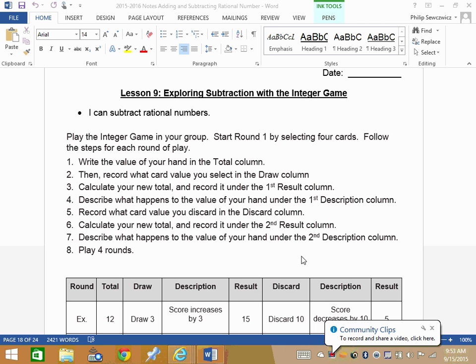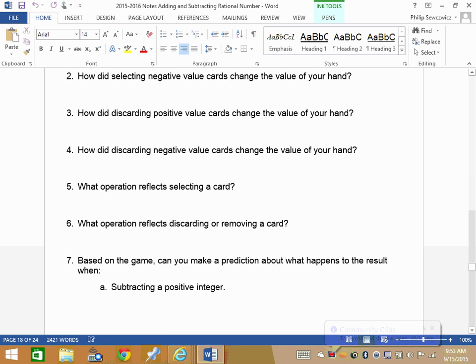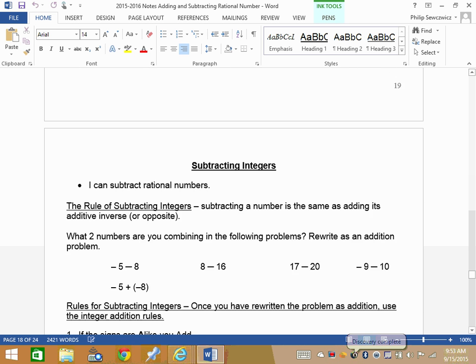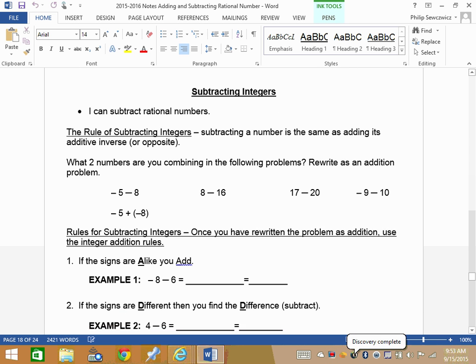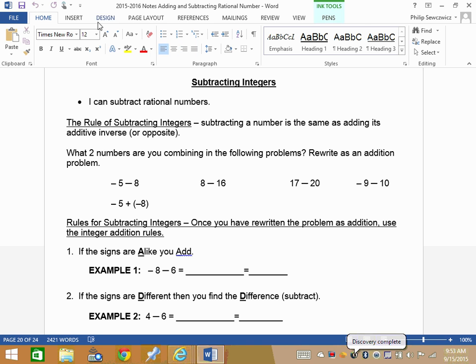All right, bells rung, so let's begin. Lesson 9 here is all about subtracting with integers. Now, we did not participate in the integer game here, so we can simply move on, and find that page where it says subtracting integers.